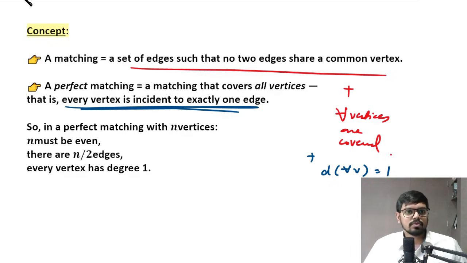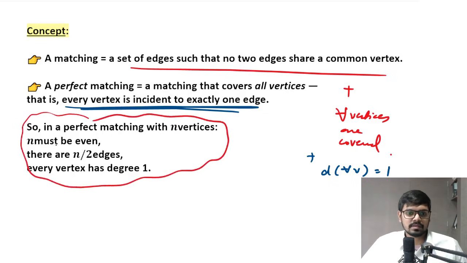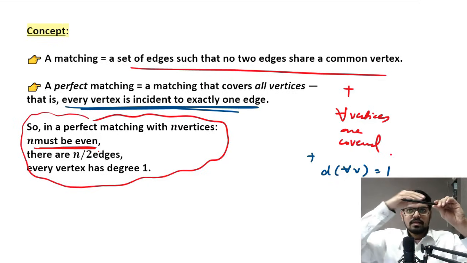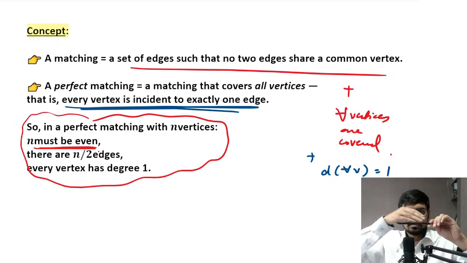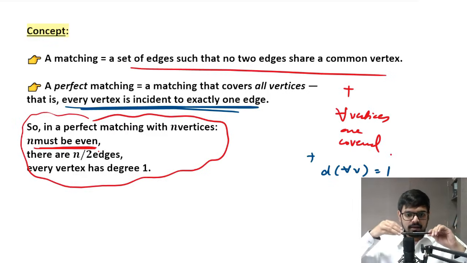So now I hope you understood the concept of matching and perfect matching. You can also see some conclusions in a perfect matching with n vertices. What you will observe is n must be even. Then only will it happen that degree is 1 and they are connected, like one edge AB, another would be CD, but no connection between them, and then next would be EF.